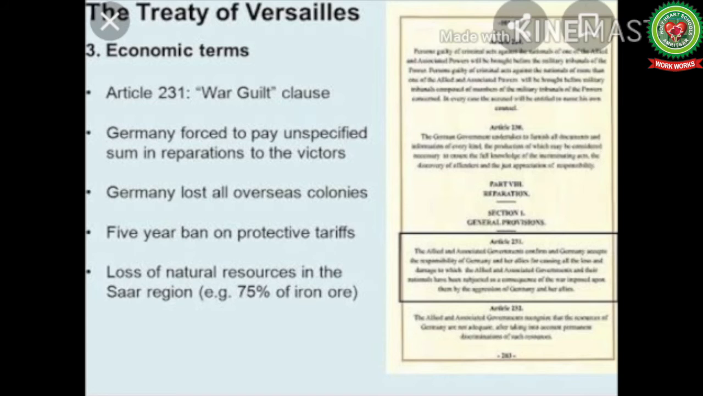The Treaty of Versailles, according to Article 231, declared that Germany was guilty for the First World War. Germany was forced to pay an unspecified sum in reparation to the victors. Germany lost all overseas colonies. A 5-year ban was there on protective tariffs. There was loss of natural resources in the Saar region. About 75% of iron ore was given to France.